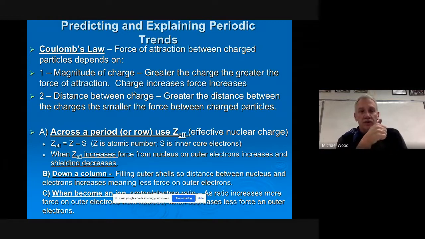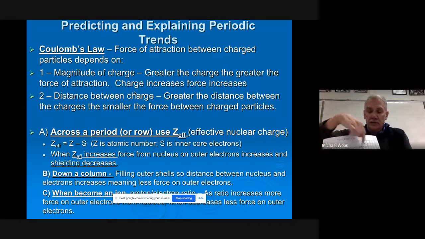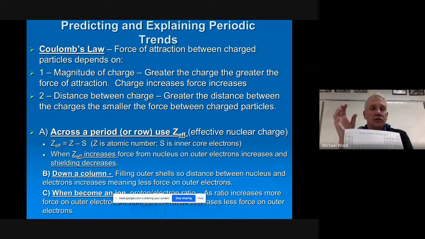The Zeff increases and shielding decreases, which means that as we go across the row, these nonmetals up here have their outer electrons held tighter by the force of the nucleus. I want to do some examples here on the board. So that's across a row. The outer electrons are feeling more of a pull from the nucleus because there's less shielding.